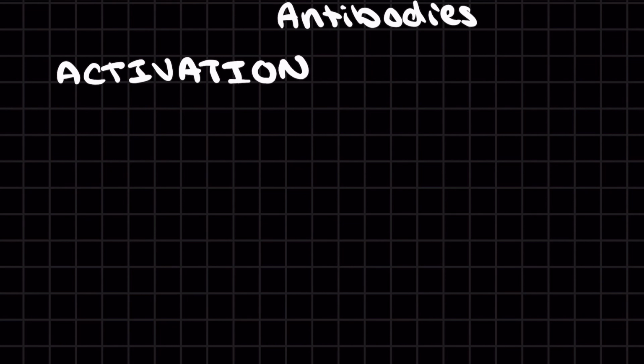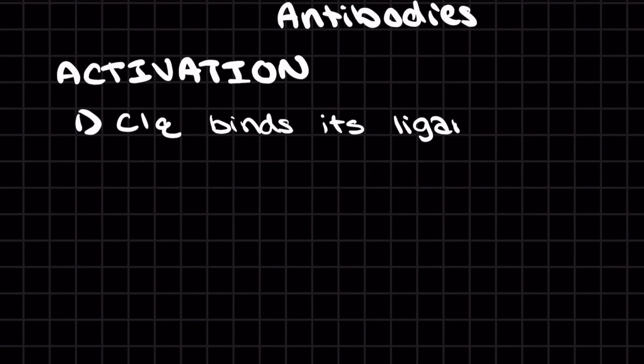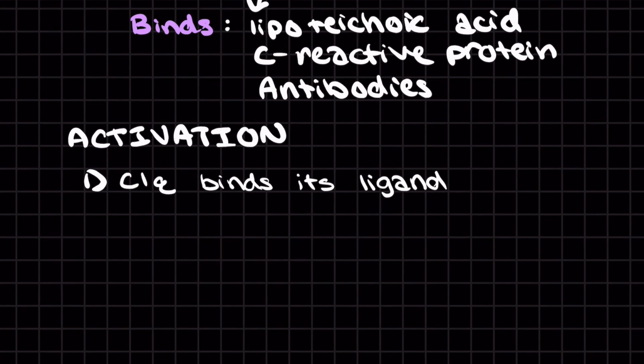So the first thing that happens is that C1q binds its ligand, again, being one of these three: lipoteichoic acid, C-reactive protein, or an antibody. And when this happens, C1R activates C1s. An activated C1s can interact with C4.